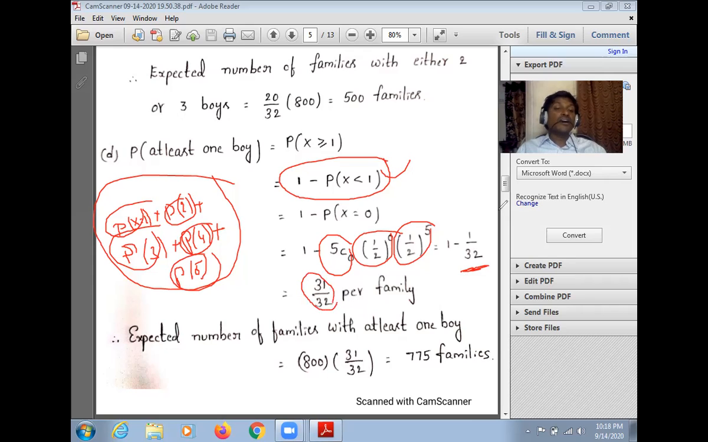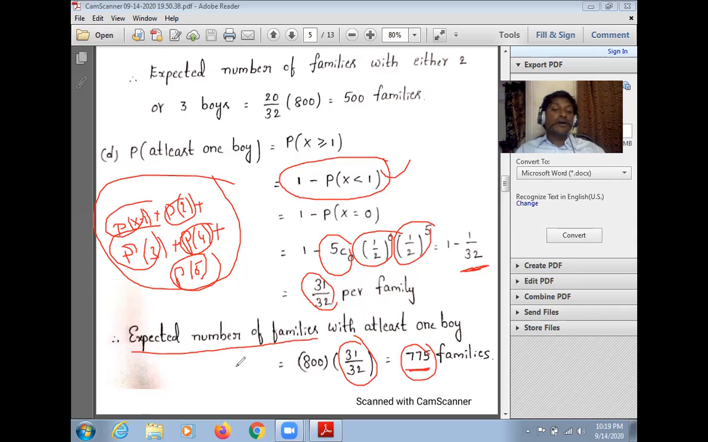But we require the number of families. So the expected number of families with at least one boy is 800 into 31 by 32. So how many then? 775 families having at least one boy. It means that out of 5 children, it may be one boy or two boys or three boys or four boys or five boys. Okay, that is 775. You can check whether we got it right or wrong.